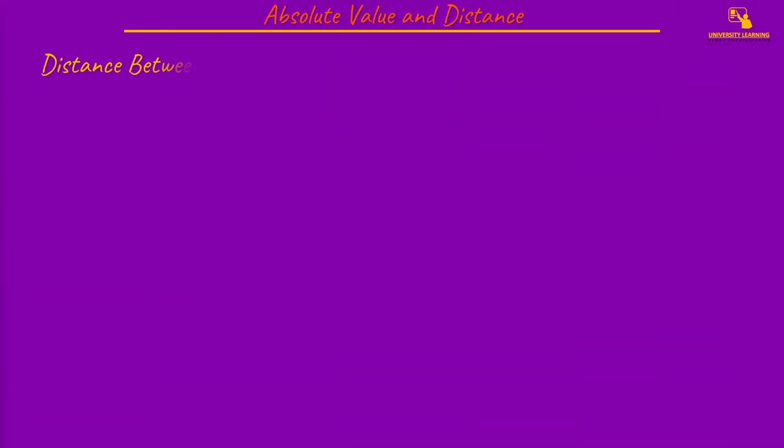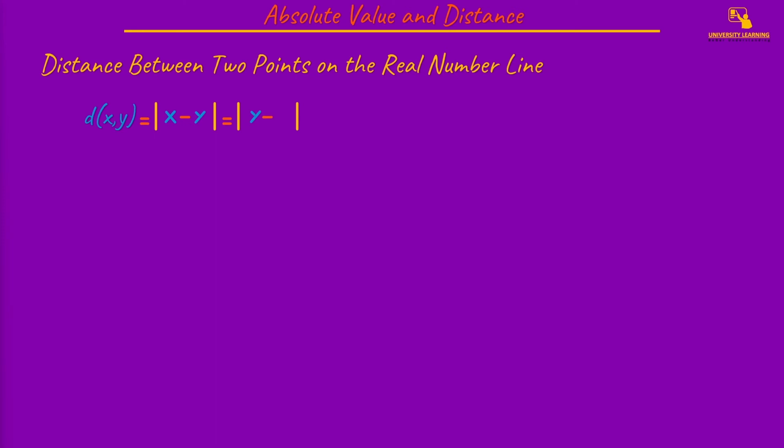Now, let's talk about distance between 2 points on the real number line. We already mentioned that the absolute value will give you the distance from the origin to the real number. But what if you have 2 different real numbers and you need to calculate the distance between them? You will have this formula: the distance between x and y, which can represent the real numbers, will be equal to the absolute value of x minus y, or the absolute value of y minus x. So this formula will give you the distance between these two real numbers.